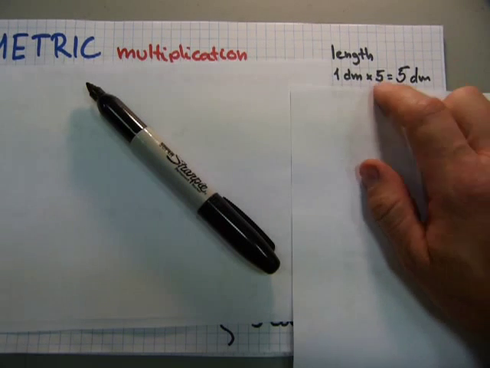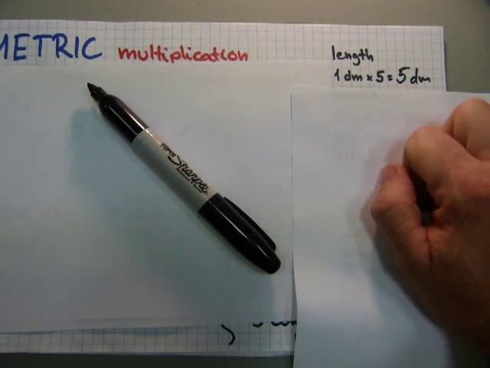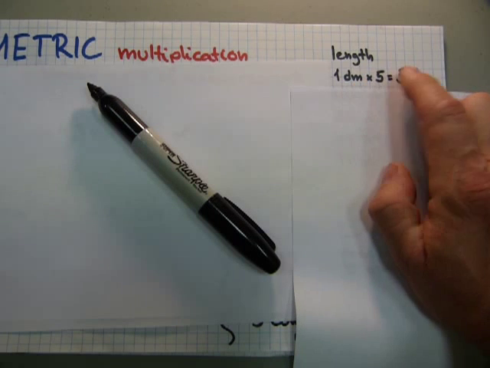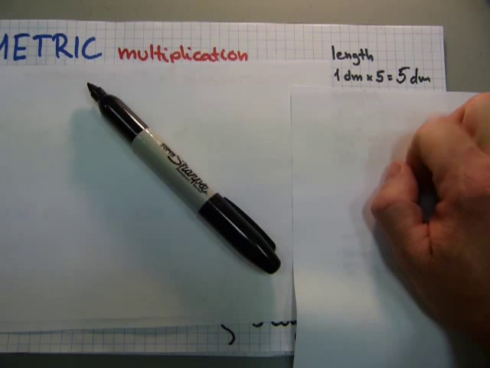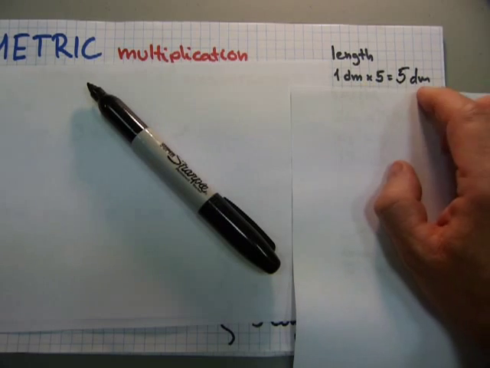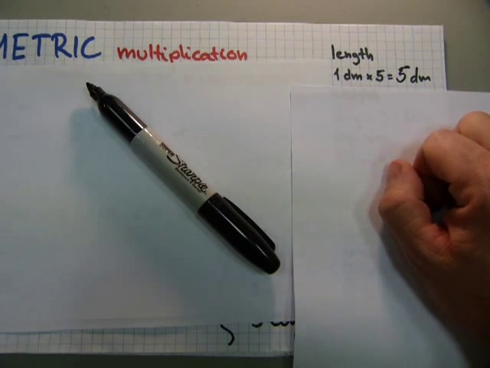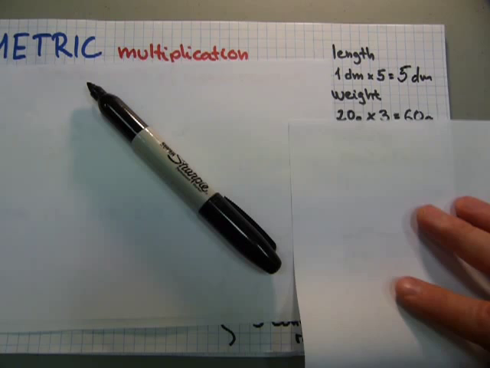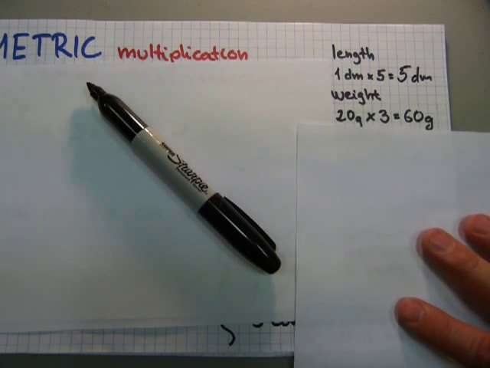What you do is just multiply the numbers. 1 times 5, 5. And then you copy the unit of measurement. It was decimeters there. It will remain decimeters there. Same works in metric weight as well.